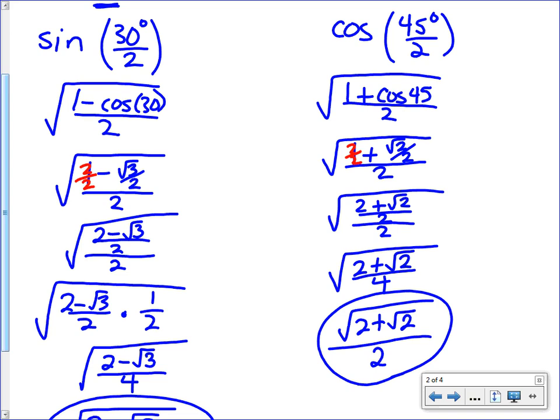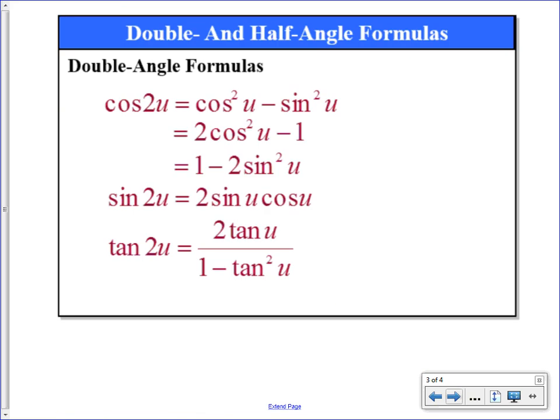And again, that's pretty much as far as we can take it in terms of simplifying. Okay, now these are your double angle formulas. So double angle means we're finding sine, cosine, or tangent of 2 times u. And if you notice, for cosine, you actually have 3 different options. All of these are equal to cosine of 2 times u. So, you just have to pick one.